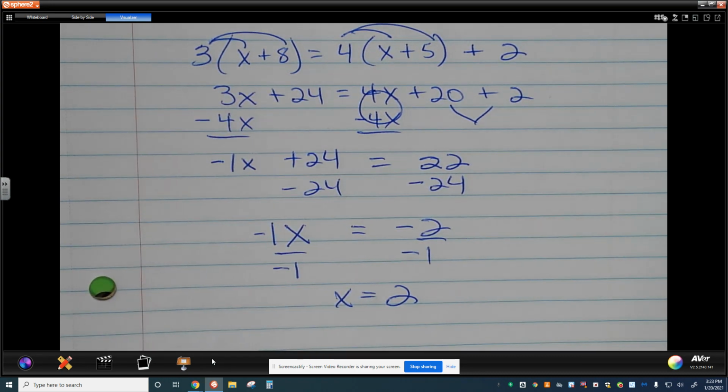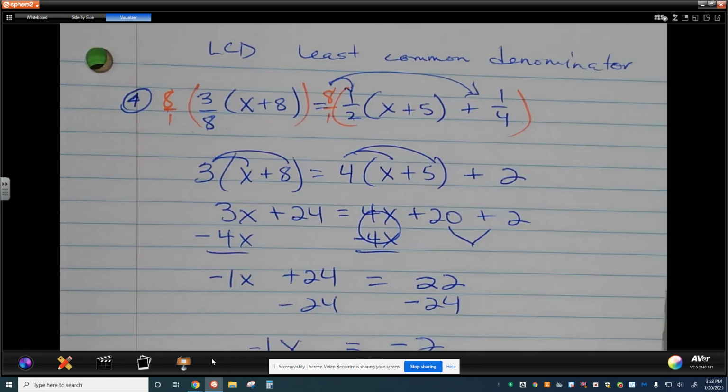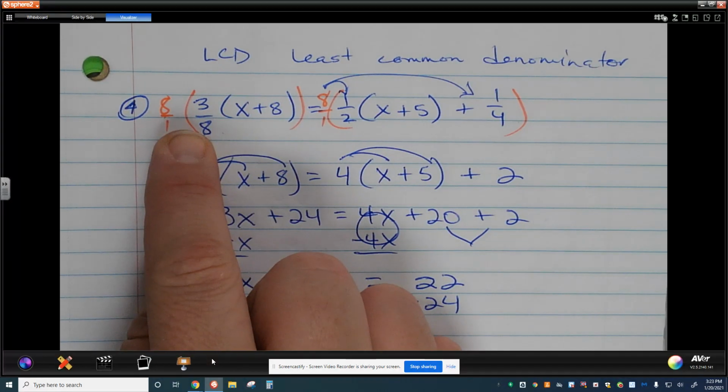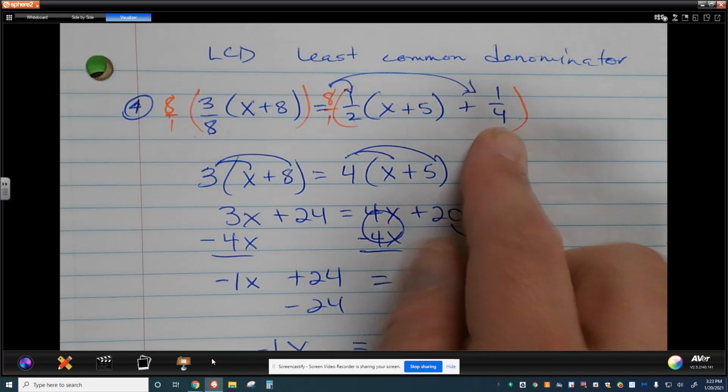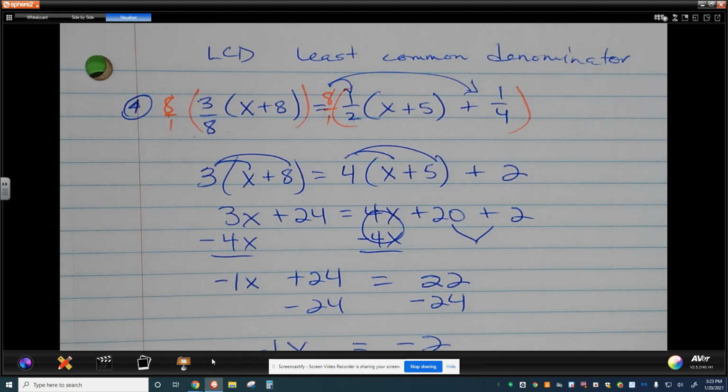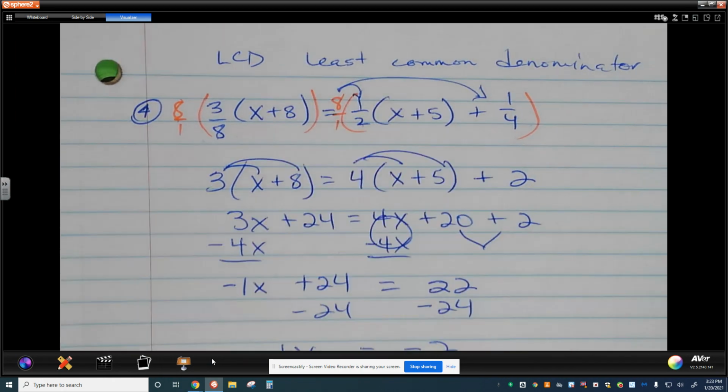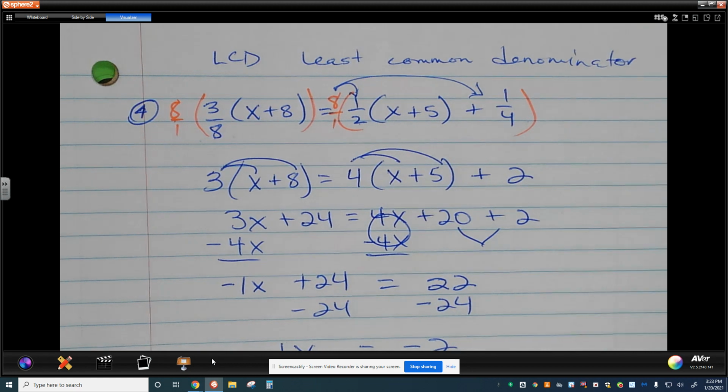So thanks for checking in. Again, that's not the only way to do this, but this is where I suggest you start when you have a bunch of fractions. Simplify first, always, when you can, and then find the least common denominator to eliminate fractions that are sitting out there independent of themselves.